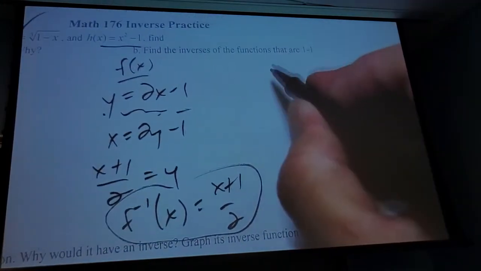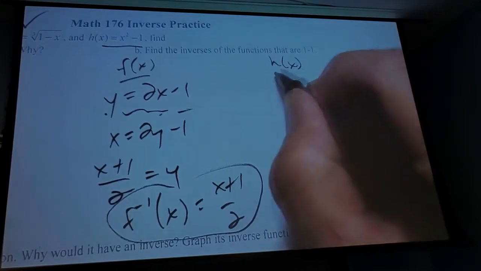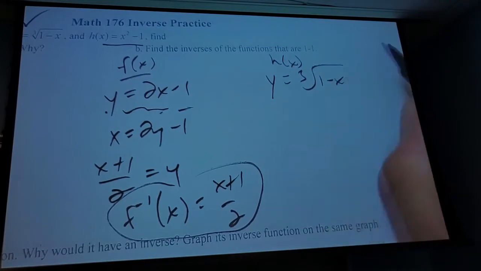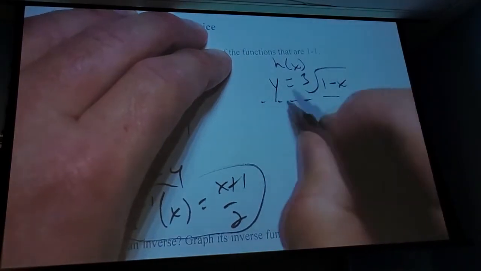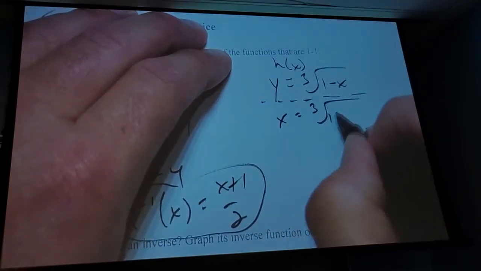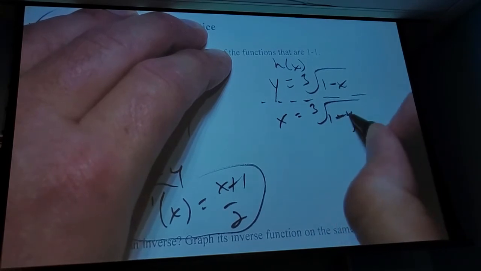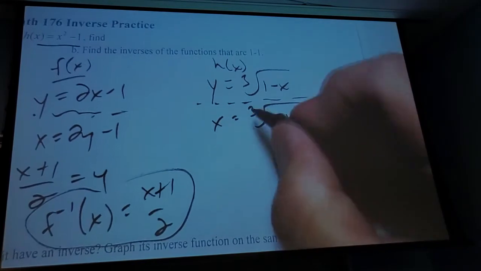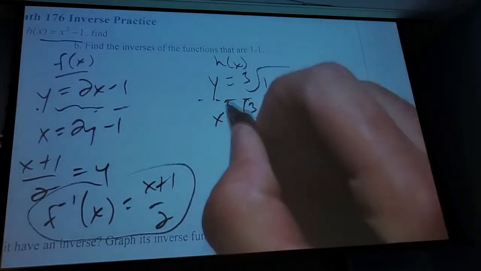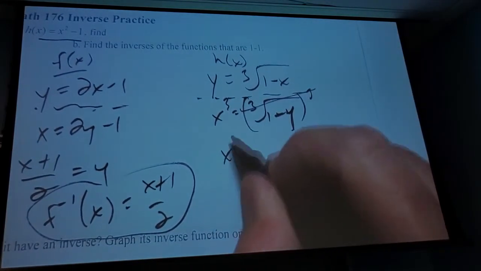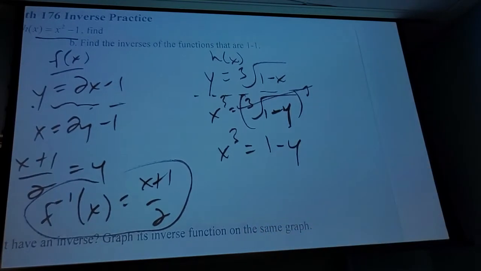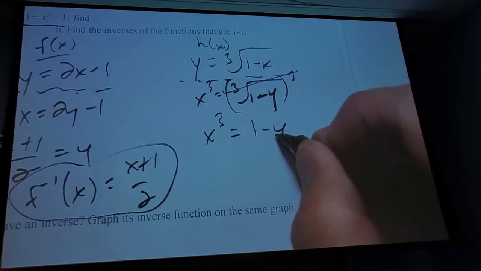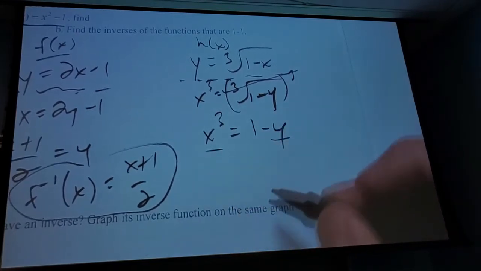And I can find it for h of x, y is the cube root of 1 minus x. So I switch x and y. How do I solve this thing? Cube both sides to kill that cube root. And then here's one of the coolest little tricks in algebra. If I add the y, subtract the x cubed, see how this and this just switch places?